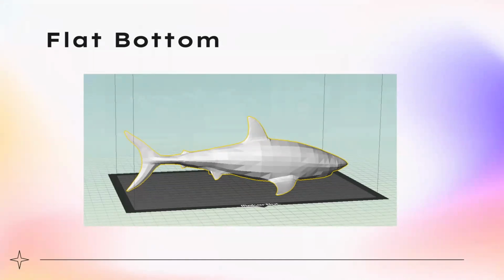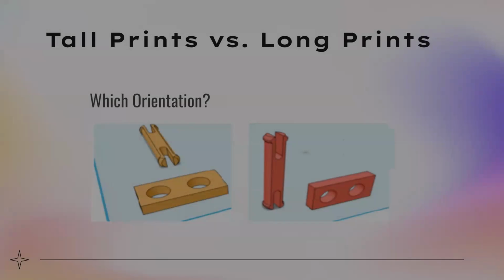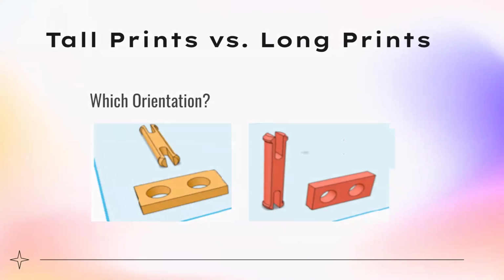So for this shark fish, you want to cut it in half. Okay, so now we have two prints, a tall print and a long print. Which orientation, yellow or red? Anyone? Yellow, yeah, correct.